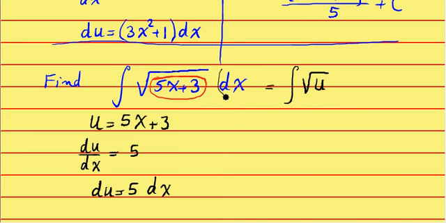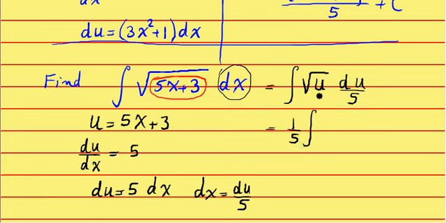Well, I have to translate dx as well. How do I translate dx? You have to come to your equation here, the one with the differential, and see how you can use that to translate. Well, of course, dx is just du over 5. So I write it here, du over 5. Constant multiples can be placed outside. Radical u, I can write as u to the power of a half.